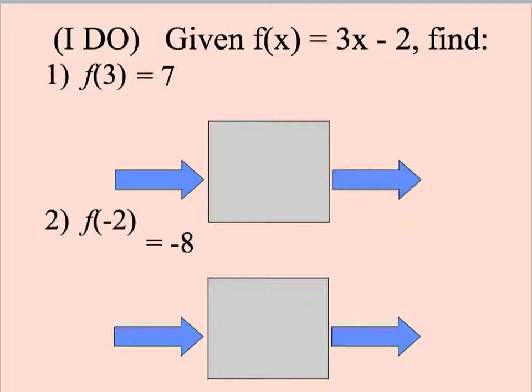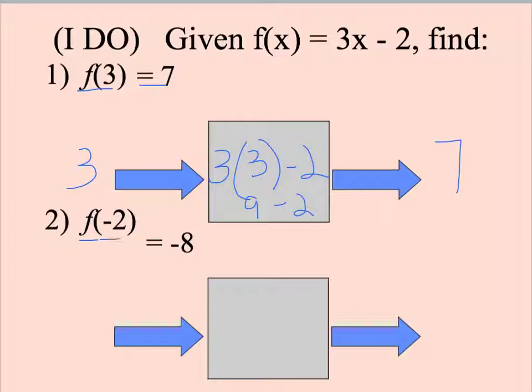The next part is now we're going to try and solve for the functions. If we see number 1, f of 3 is equal to 7. The 3 here is our input. On the left side here, I'm going to put my 3 and input it into my equation. In this box, we can write our equation. Instead of x, I'm putting in 3. This becomes 9 minus 2, which is 7, which is my output. So I put in 3, and out comes 7.